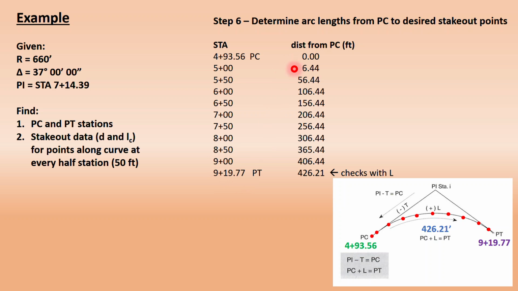So after this first random distance to get from our PC out to our nearest whole station, now it's every 50 feet, because this is an arc distance, right? Arc distance along the curve, 56.44, 106.44, every 50 feet along the way up until that last increment where we're going 19.77 feet to get from our even stationing out to the PT. And that distance, 426.21, should check or should agree with the L, the total arc length that we just calculated to determine our PT stationing, which it does.